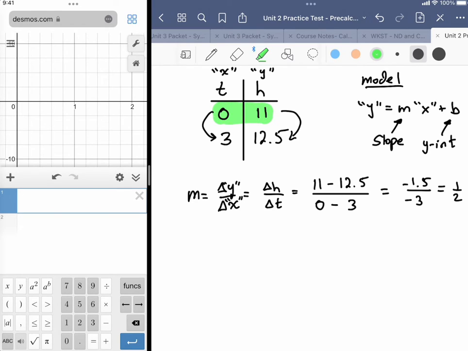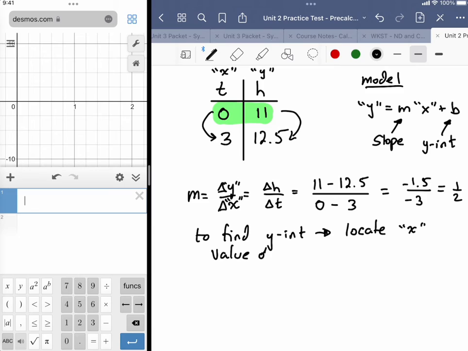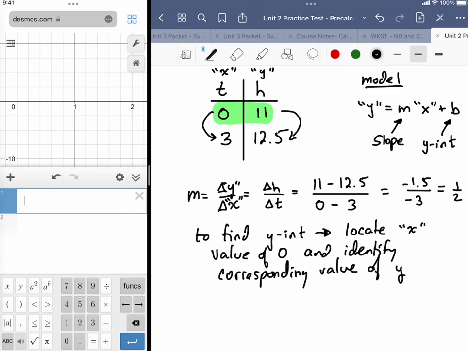we identify the y-intercept by locating the x value that is equal to 0. So to find the y-intercept, locate the x value of 0 and identify the corresponding value of y, quote-unquote y. I gotta fix that weird looking y.